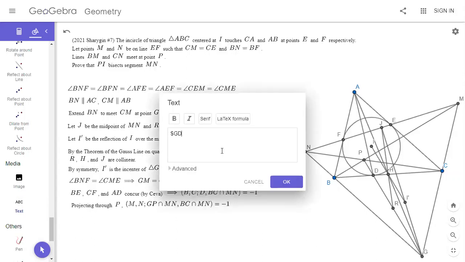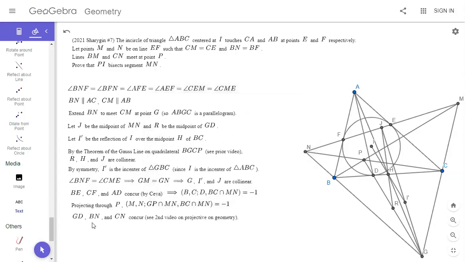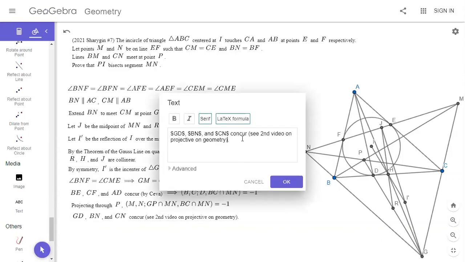So see the second video on projective geometry. I forget which number that is, but I did it on my channel. So G, R, D, and P are collinear. Okay, we're almost done here.